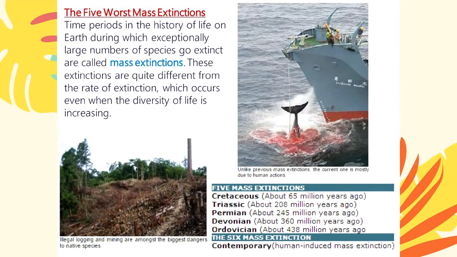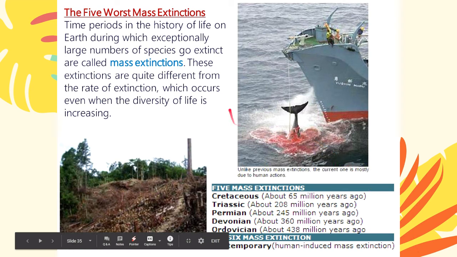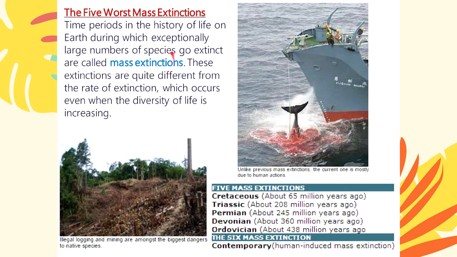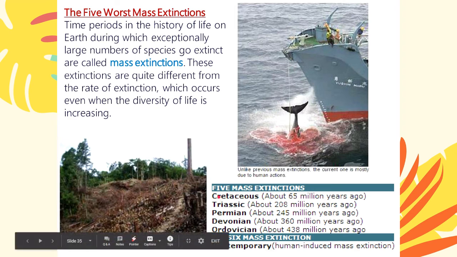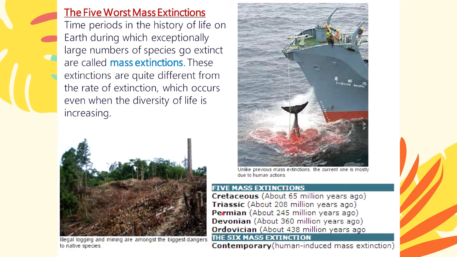So in the past, the Earth has experienced 5 mass extinctions. Okay, when we say mass extinctions, massive. There are a large number of species that went extinct. Okay, so these are the 5 mass extinctions. The Cretaceous extinction around 65 million years ago, the Triassic, Permian, Devonian, and Ordovician. And right now we are experiencing the 6th mass extinction. Now, we call that the contemporary mass extinction.